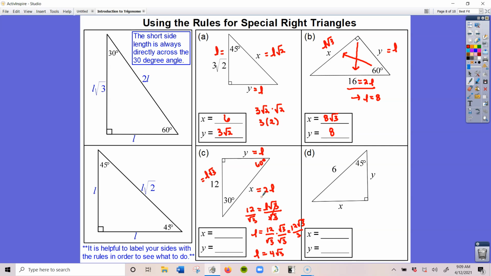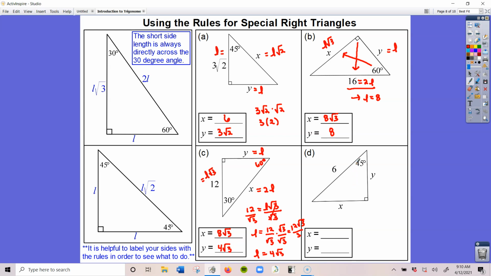Now let's go ahead and label everything. X is 2L. So if I multiply L by 2, that's 2 times 4 square root of 3, which is 8 square root of 3. Y is just L, which is what we solved for. So that would be 4 square root of 3.